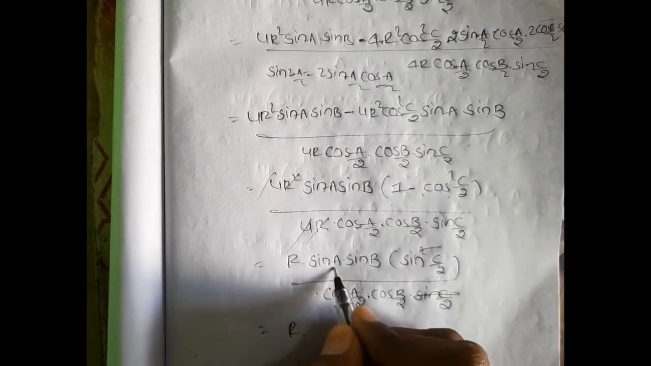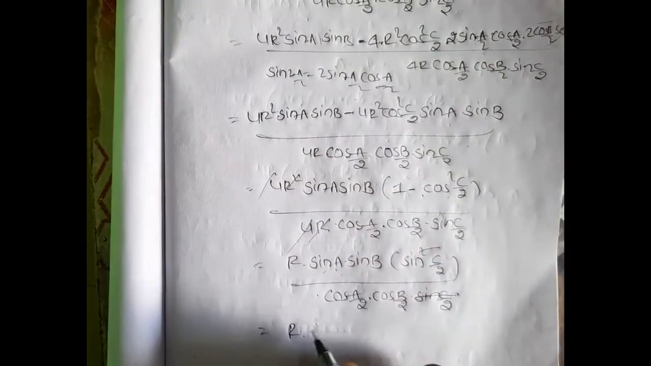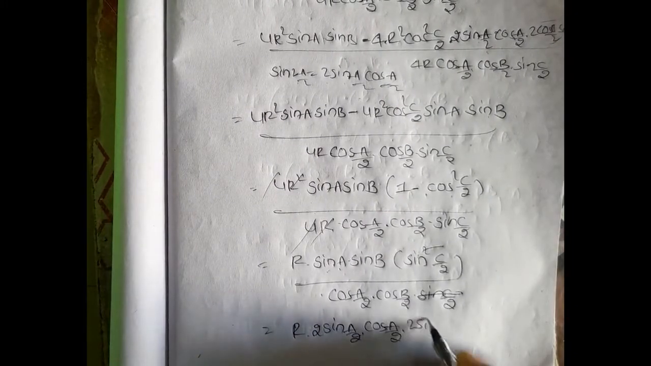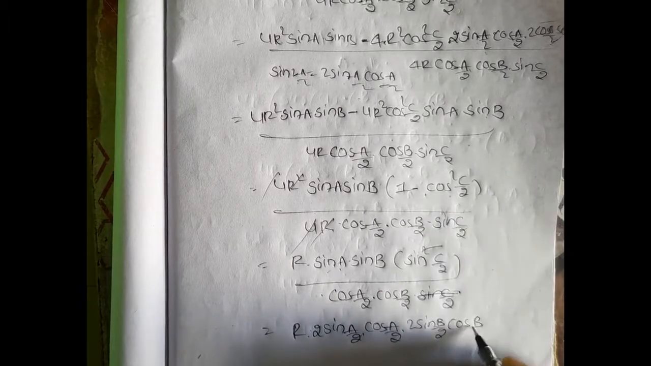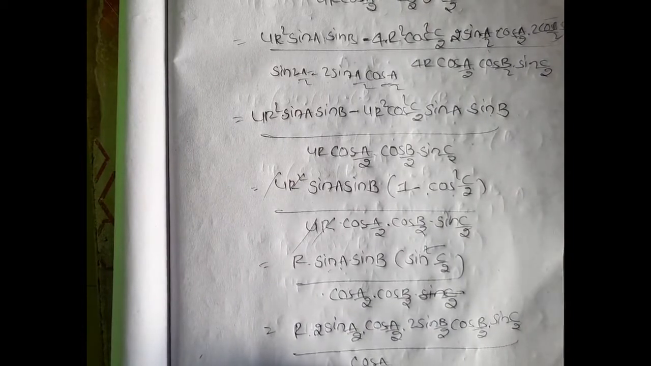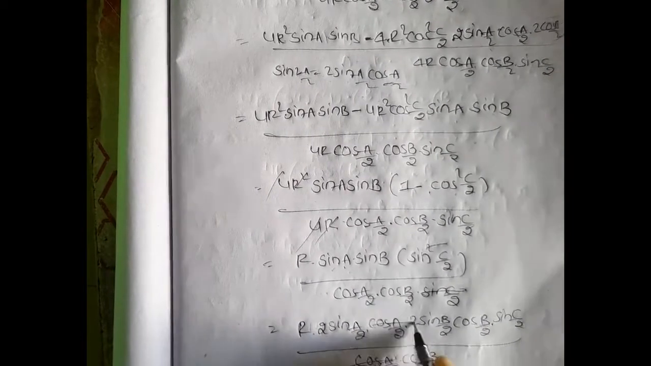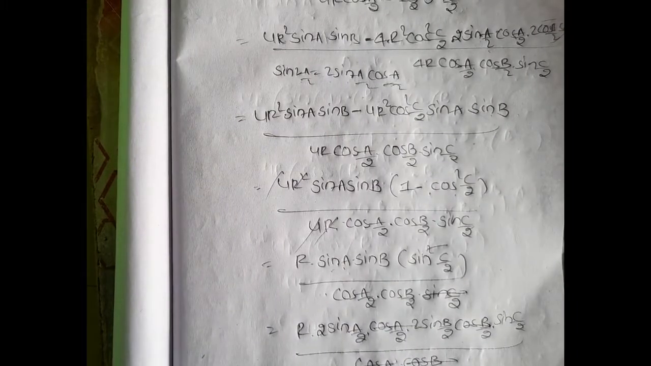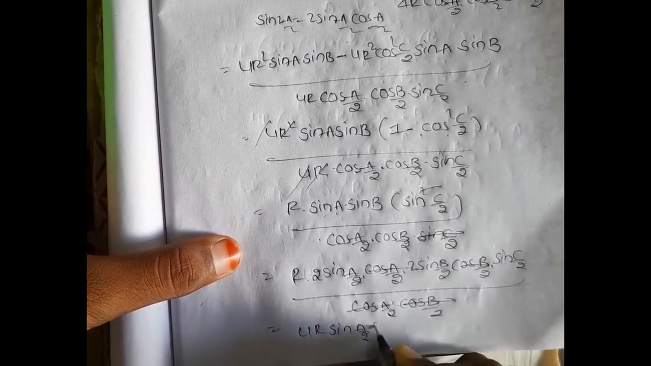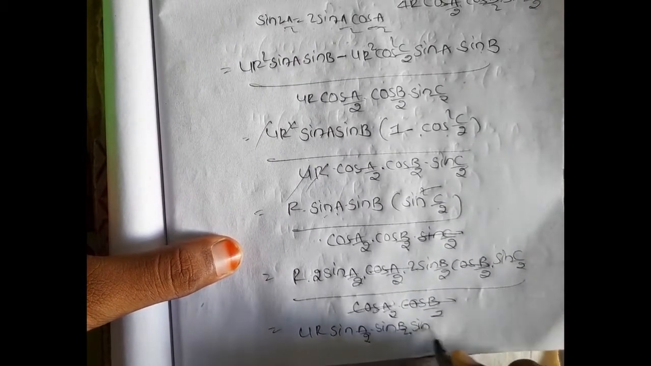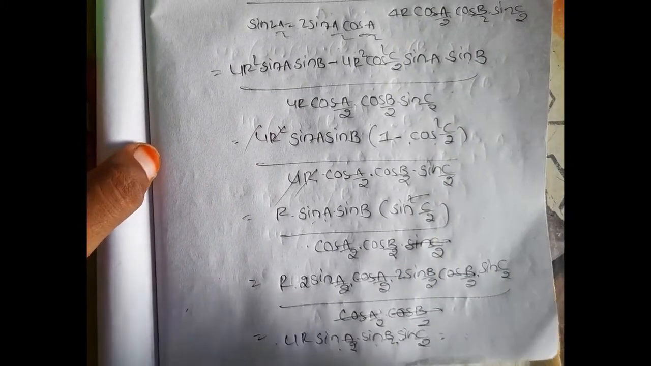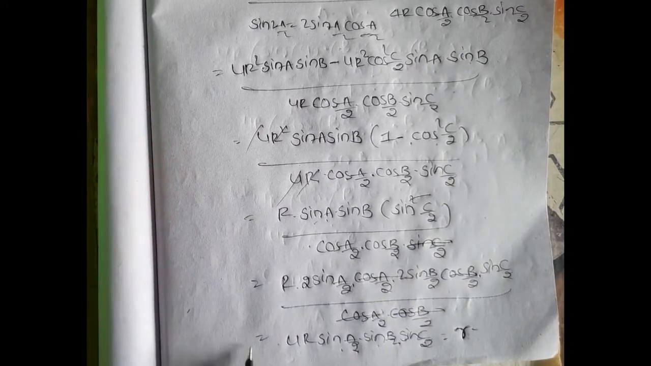Now r. What is the formula of sin a? From here sin a equals 2 sin a by 2 cos a by 2, 2 sin b by 2 cos b by 2 into sin c by 2, right? Now cos a by 2 into cos b by 2. Cos a by 2 cancels, cos b by 2 cancels. Now 2 into 2 is 4. 4r sin a by 2 sin b by 2 sin c by 2 is the formula of r. So it is equal to r.